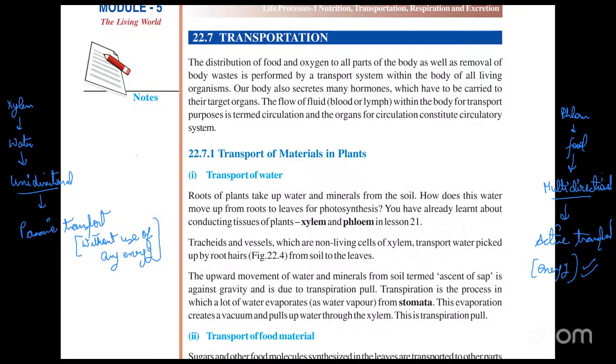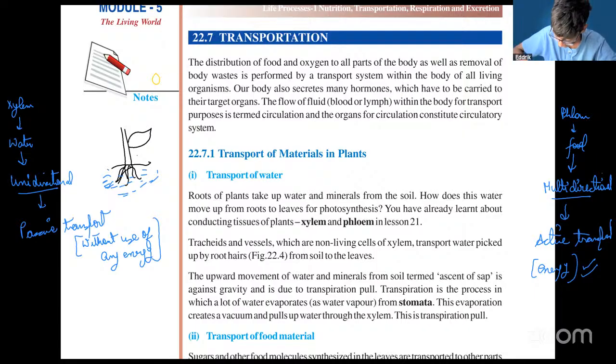Now how does it work? See, for example, if this is a leaf and this is the root, and the water is there in the root. Now, what will happen, guys? There is a technique called transpiration. Can you repeat after me? Transpiration. So, does anybody know about transpiration, guys?